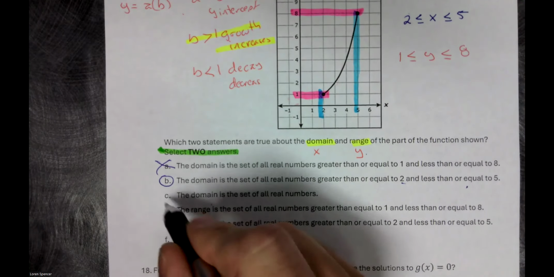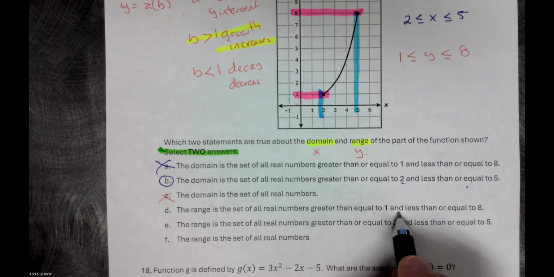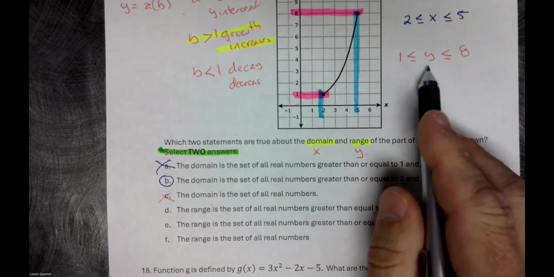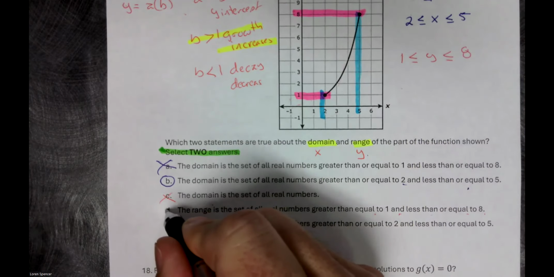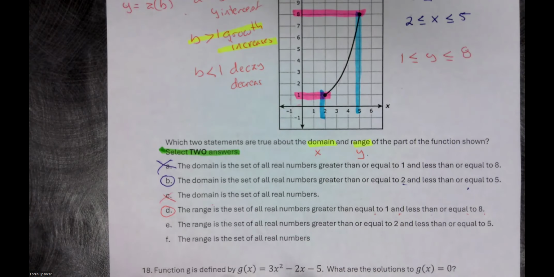So this is a domain, so we don't need it. The range is a set of all real numbers greater than or equal to 1 and less than or equal to 8. Oh, 8, that's it. So our answers to 17, we have 2 answers, and they are, for 17, our answer choices are B and D.